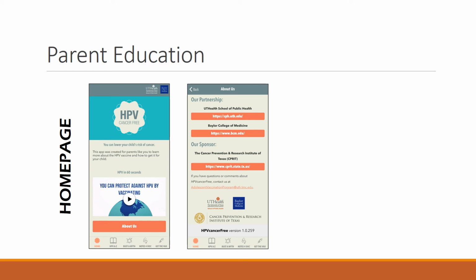HPV Cancer Free contains 4 self-tailored features which address specific modifiable barriers and facilitators of HPV vaccination for parents. 2 of the features provide parents with education about HPV and the HPV vaccine, and the other 2 facilitate communicating with the child's pediatrician and scheduling vaccination reminders.